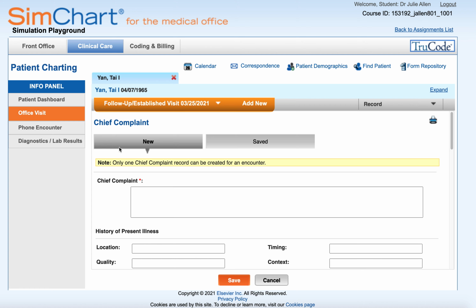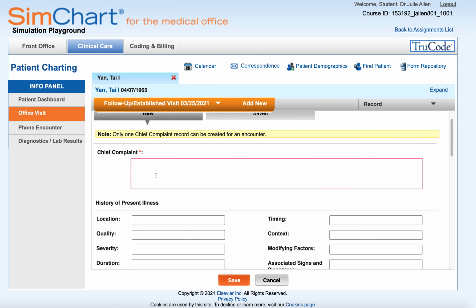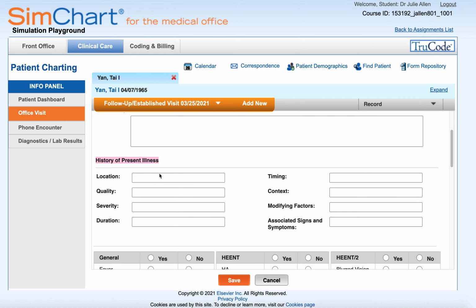So the chief complaint is the main reason a patient is seeking care, and you can see we have a data entry box to enter that information, and we typically use at least a portion of the patient's own words. And then following that, we have a history of present illness section that really guides the clinician in collecting details about the issue the patient is having.